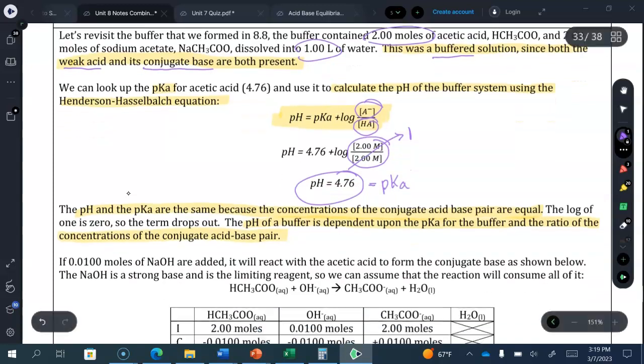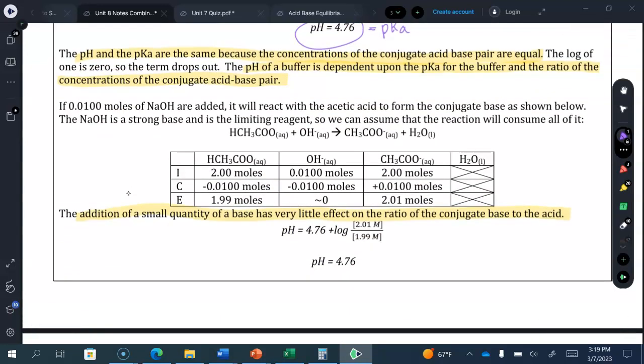If 0.1 moles of sodium hydroxide were added, it will react with the acetic acid to form the conjugate base as shown below. The sodium hydroxide is a strong base, so it is the limiting reagent. So we can assume that the reaction will consume all of it. A very little amount is added, and that is the initial concentration. It's going to react with some of the acid in the buffer system. Because it should go to completion, we use all of this, and this is 0. And we complete the rest of the ICE table as shown.